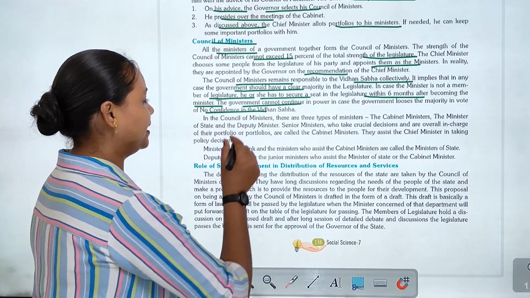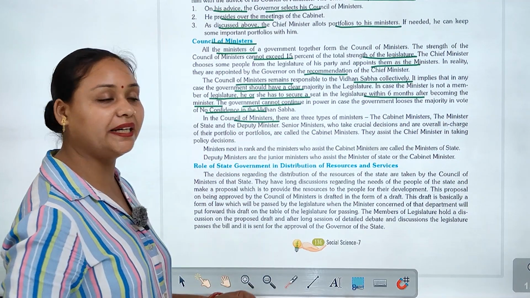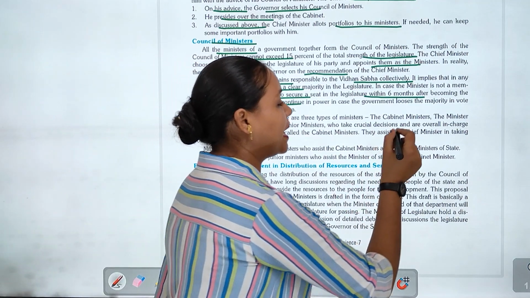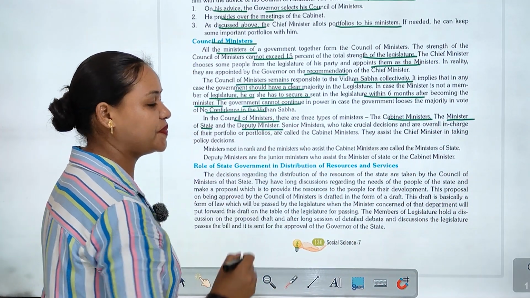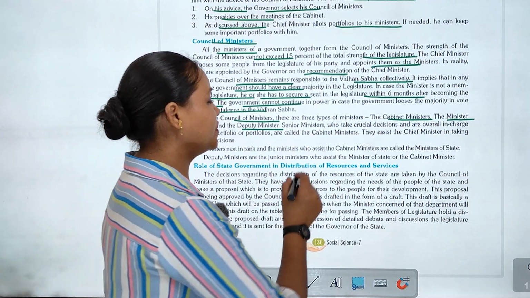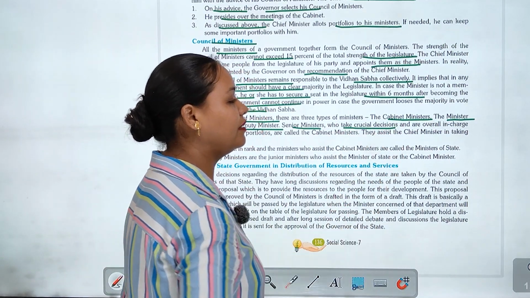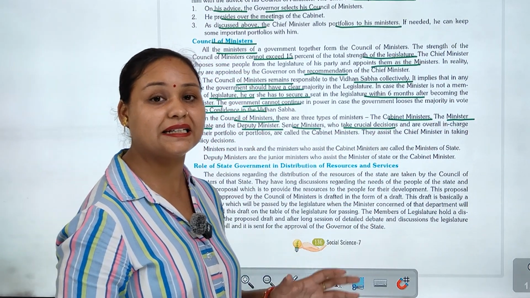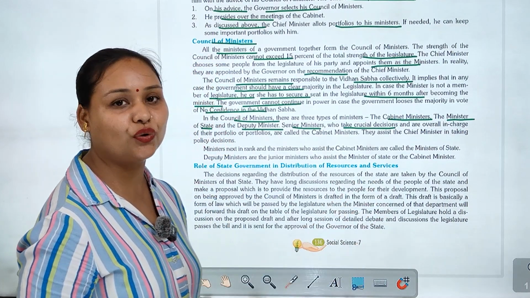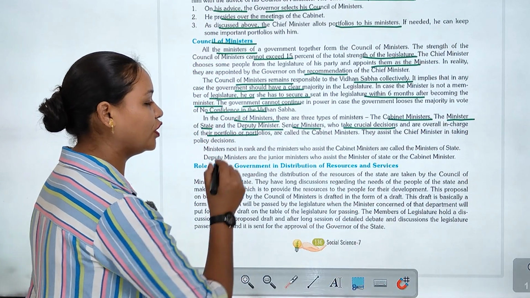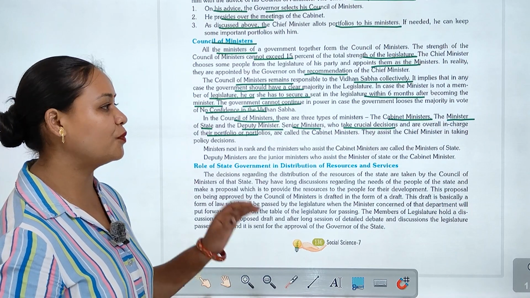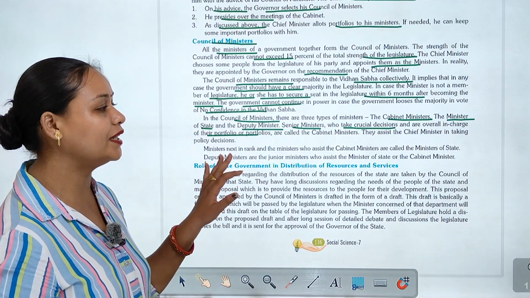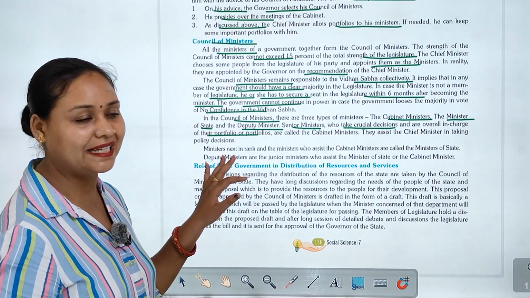Okay, चलें. In the Council of Ministers, there are 3 types of ministers. Number first है cabinet minister, the minister of state and the deputy minister. Okay, सीनियर मिनिस्टर जो होते हैं who take critical decisions, वो कठिन से कठिन डिसीजन लेते हैं and are overall in charge of their portfolio, are called cabinet ministers. Okay, जो पोर्टफोलियो पर ओवरचार्ज होते हैं, उन्हीं को कैबिनेट मिनिस्टर कहते हैं.